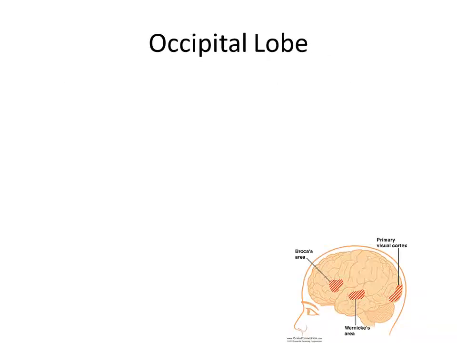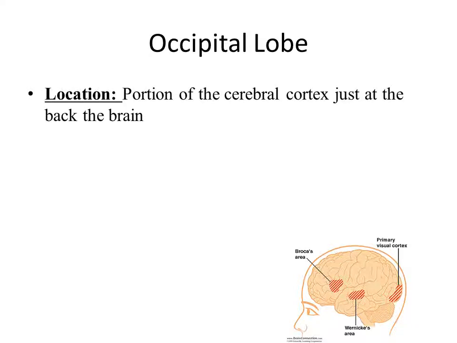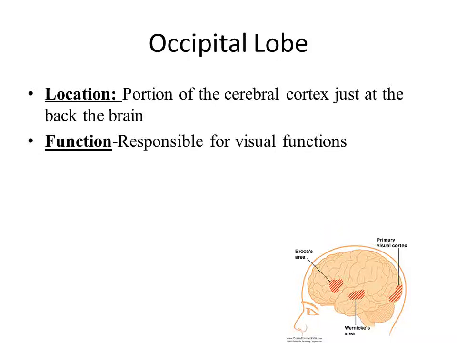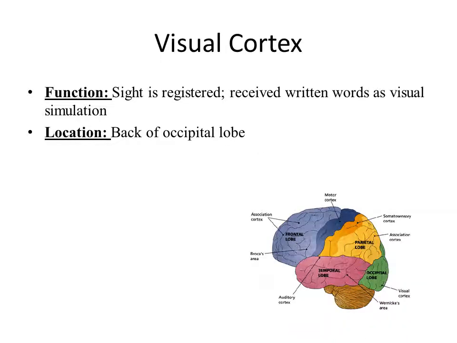Okay, the occipital lobe, this is from Unit 2. The occipital lobe is a portion of the cerebral cortex. It's in the back of the brain. It helps with visual functions. The part of the occipital lobe we're going to look at is the visual cortex. The visual cortex is where sight is registered. It receives written words as visual stimulation. It's at the back of the occipital lobe. So this again is a recap from Unit 2.